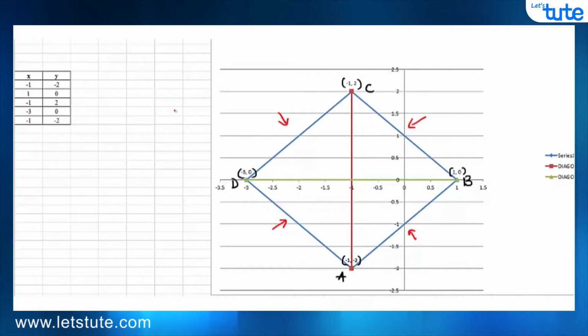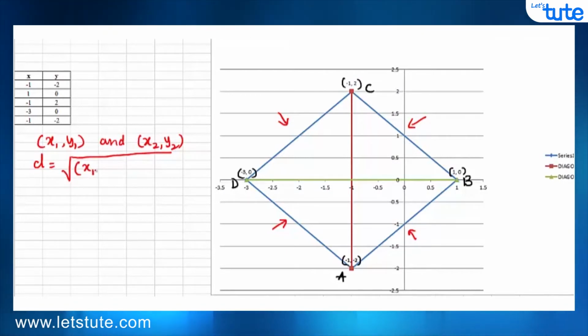As we already know the distance formula, what is the distance formula? I'll write over here. Suppose there are 2 points (x1, y1) and (x2, y2), and if you want the distance between them, the formula is the square root of (x1 minus x2) the whole squared plus (y1 minus y2) the whole squared. We are familiar with this formula. This is the distance formula, correct?